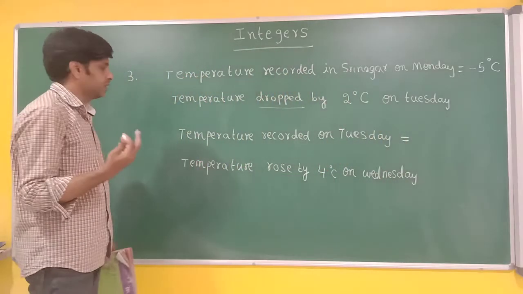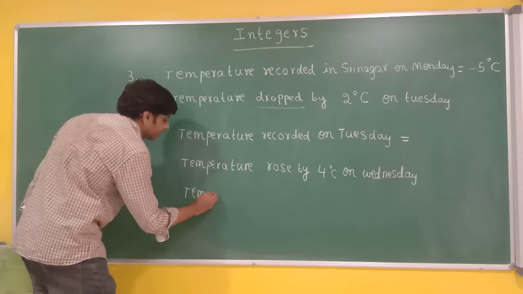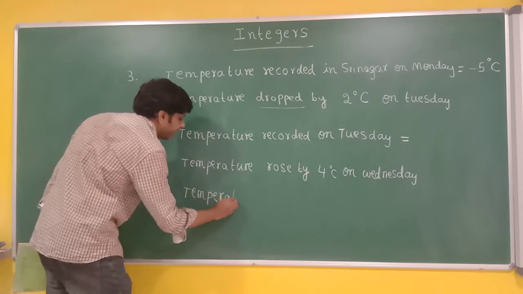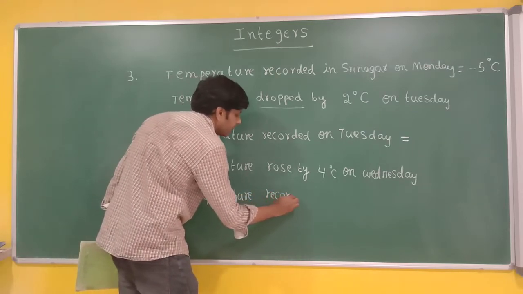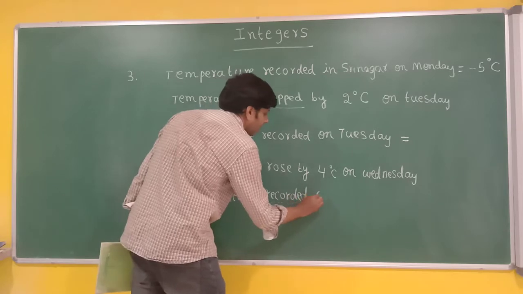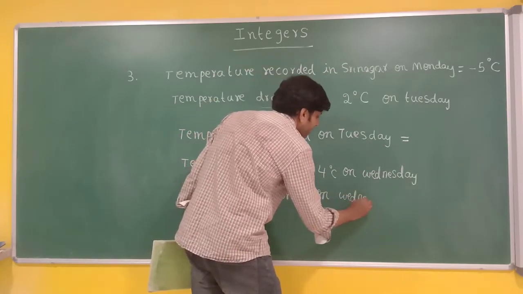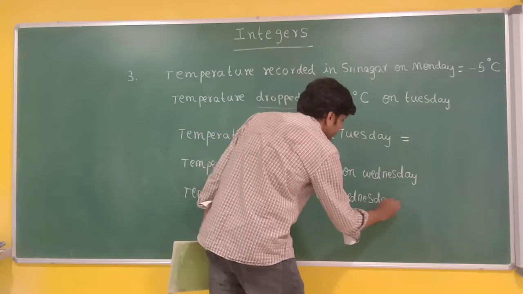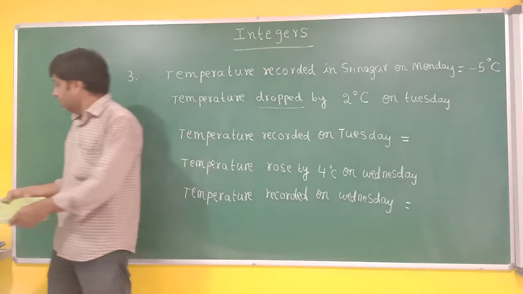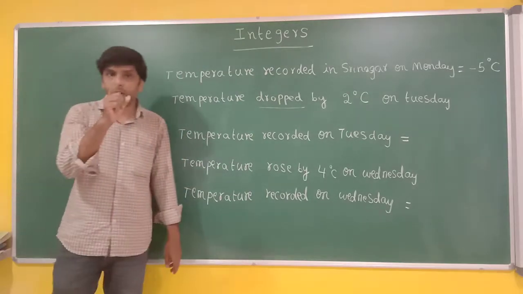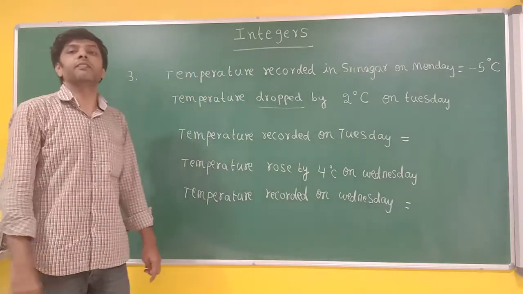Now, last step. Temperature recorded on Wednesday. Now, I am going to explain this problem using a number line. It will be very easy for you to understand. Observe very carefully.